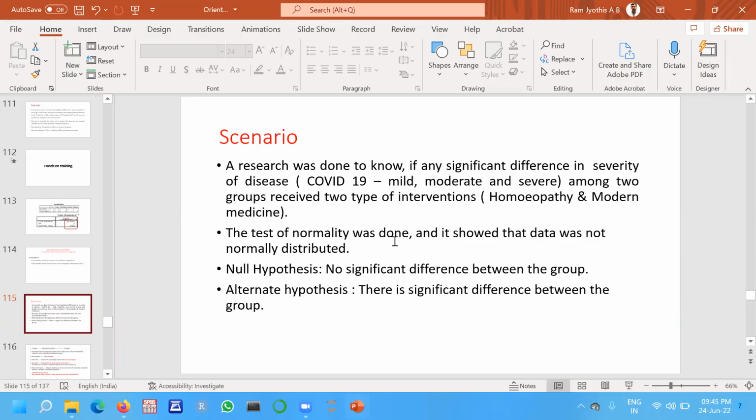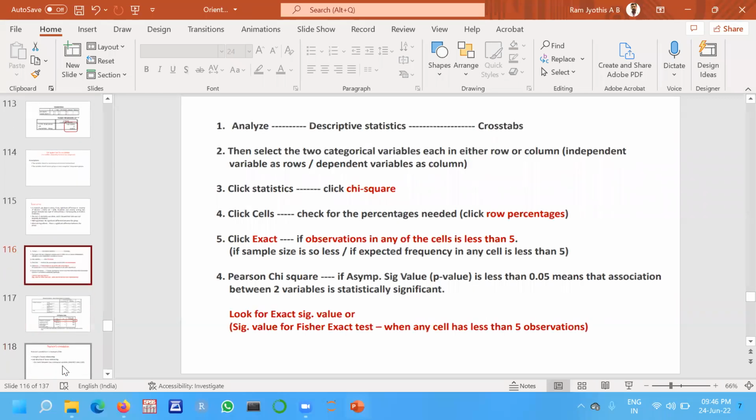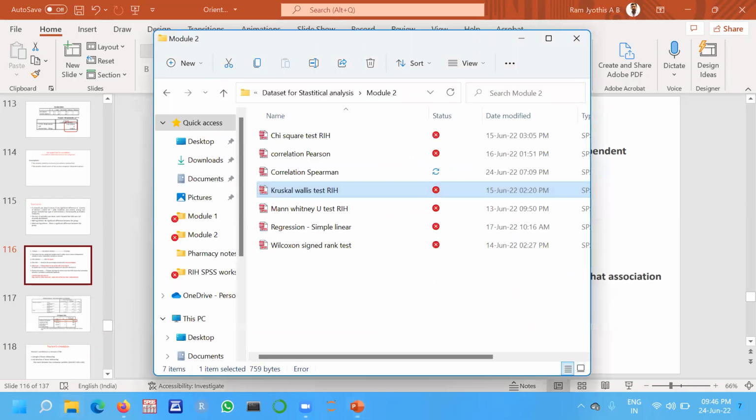The test of normality was done, and it ensured that the data was not normally distributed. Okay, so the null hypothesis is no significant difference in the group, no significant association between them. Alternate hypothesis, there is a significant difference between the groups or association between the groups. How to do this? Let us see the hands-on training. Chi-square test.